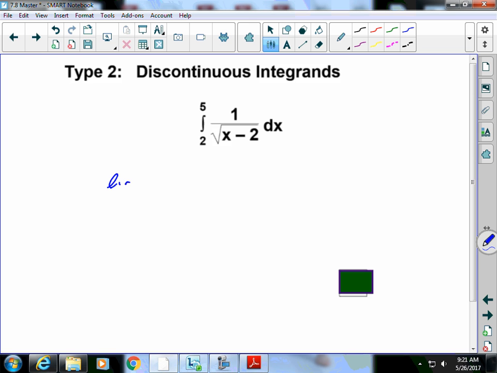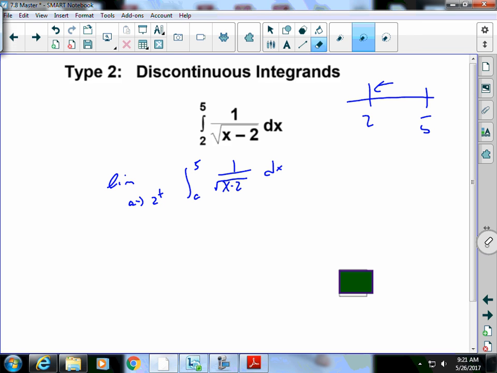So we say the limit as a approaches 2. And where am I approaching to? From the right, right? Because looking at it, here's 2, here's 5. I want to approach from this right-hand side of that. So we're going to say 2 to the right of a to 5 of 1 over the square root of x minus 2 dx.